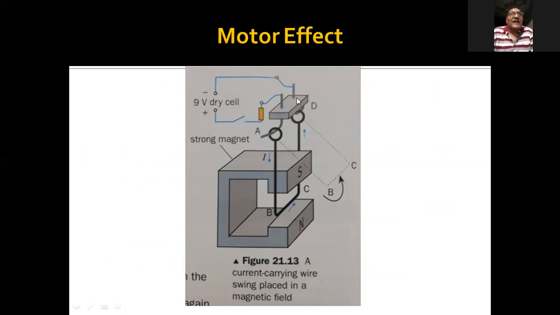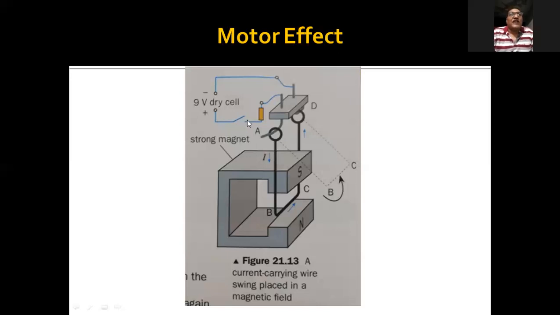Here we have a stand, and with this stand we have these two connections. With these connections we have two loops, and there we have a conductor. The name of the conductor is ABCD, and we are interested in the side BC. Through this connection, this rectangular coil ABCD is connected with a battery, and this is the positive terminal of the battery.